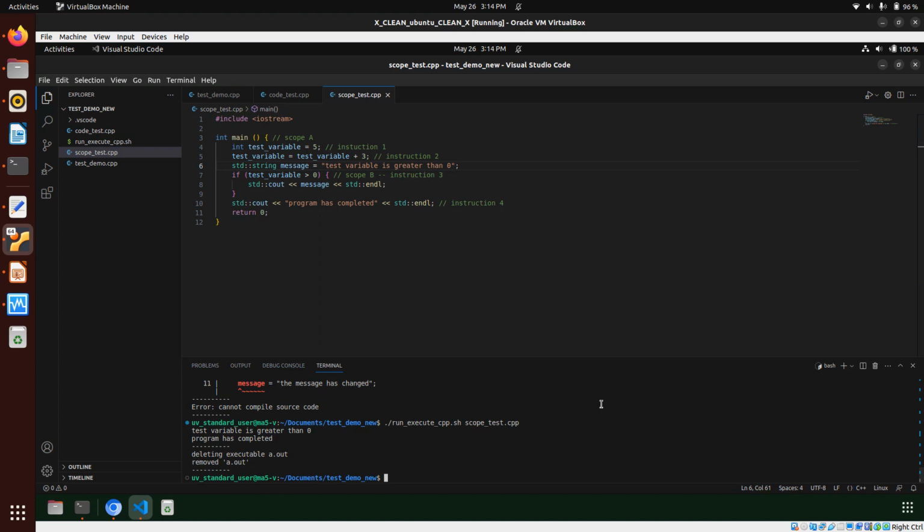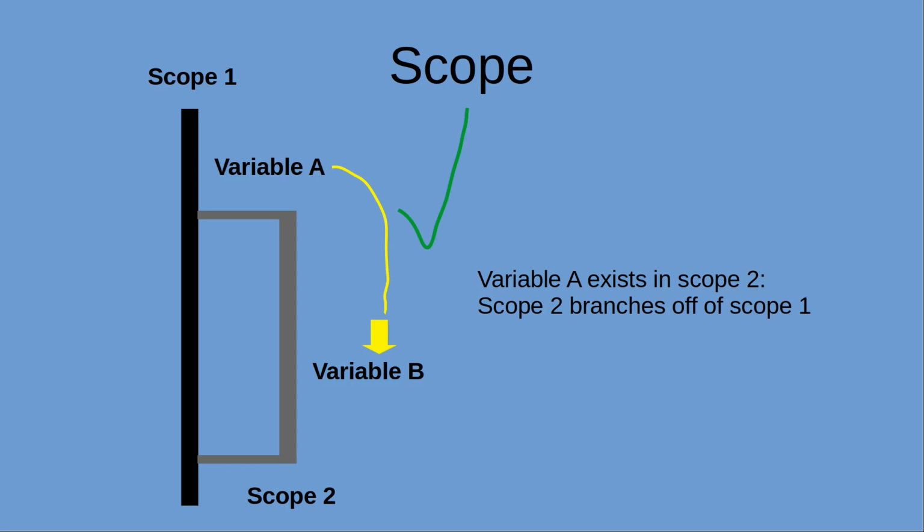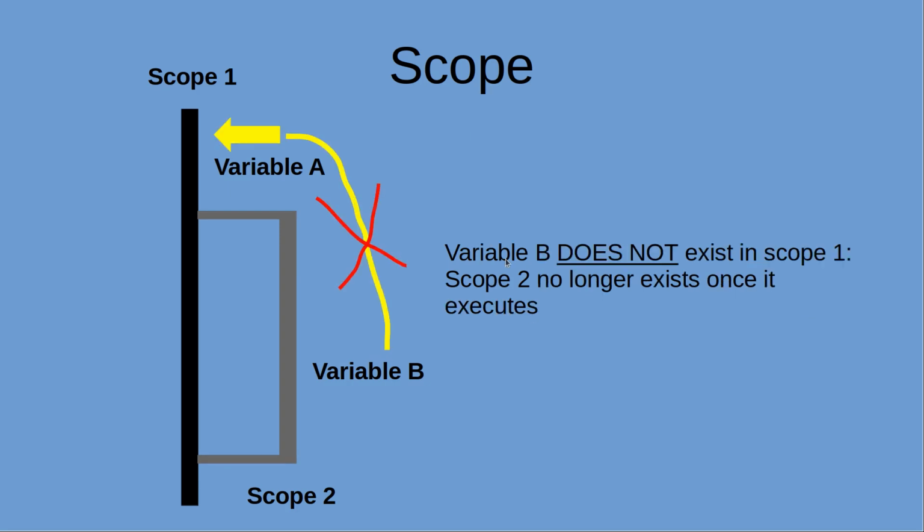So basically, this is the general rule. Whenever you have a scope which branches off of another scope, variables which exist before the scope can be accessed. The reverse is not possible. Variables within the new scope are not accessible within the parent scope that the new scope branches off of.